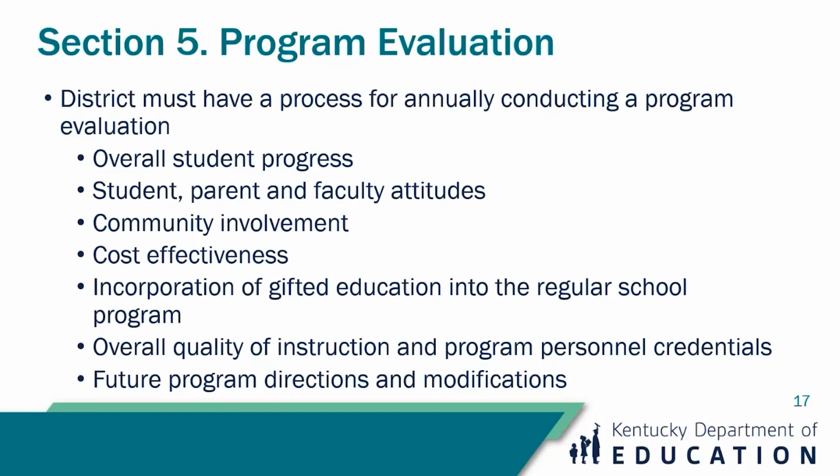Next is Section 5. Section 5 is all about the annual program evaluation. Districts must have policies and procedures for annually conducting a program evaluation. Oftentimes this is done towards the end of the year so that you have data that you can look at and collect. These policies and procedures need to cover the components that are listed as bullets there on the slide. This data must be collected and used for the school and district instructional planning process. I think that kind of makes sense when you think about it.